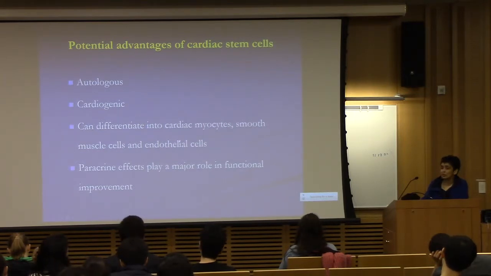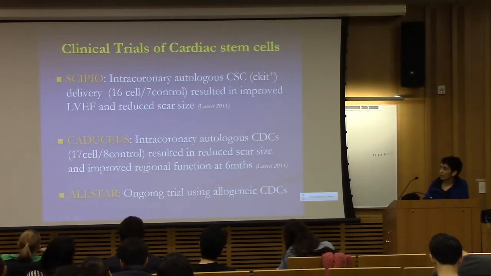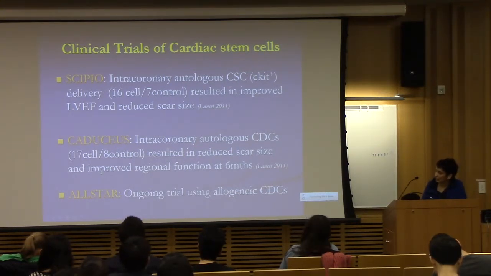But the efficiency of differentiation is really low, and there are a lot of questions about how good the data actually is. But what is accepted is that paracrine factors play a major role in functional improvement. There have been several clinical trials. One of them is SCIPIO, where they used a particular kind of positive cells, and they said there was an improvement in function: 16 patients, 7 controls. CADUCEUS used 17 patients with cells and 8 controls who got just vehicle, no cells.